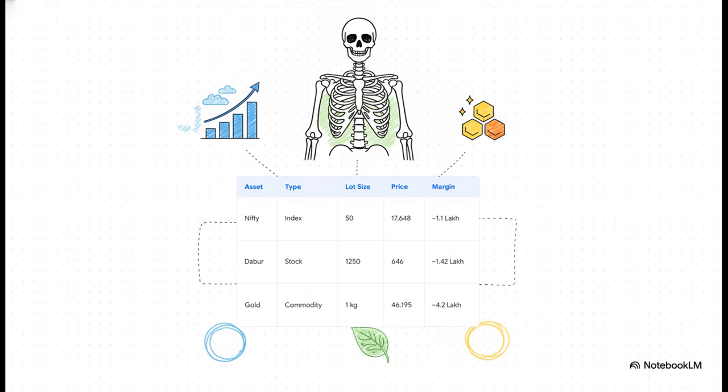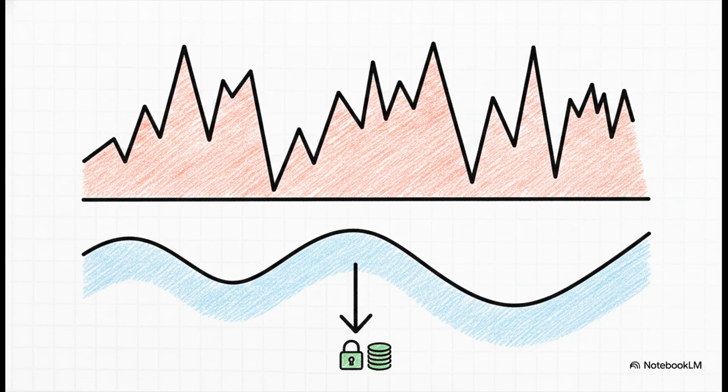For Nifty, the lot size is 50. You multiply by the price, and your margin is about 1.1 lakhs. For Dabur, a massive lot size of 1250 multiplied by a smaller price of 646 requires a margin of about 1.42 lakhs. For gold, you're trading in 1 kilogram lots, and the margin required is around 4.2 lakhs. The assets themselves change, but the anatomy, the lot size, price, margin, that structure never varies. But within this rigid structure, there are some really fascinating quirks based on human behavior and macroeconomics.